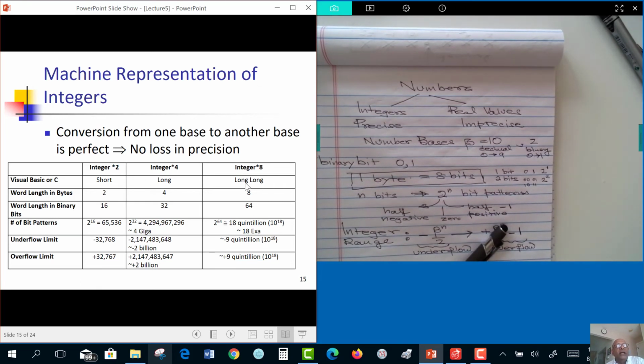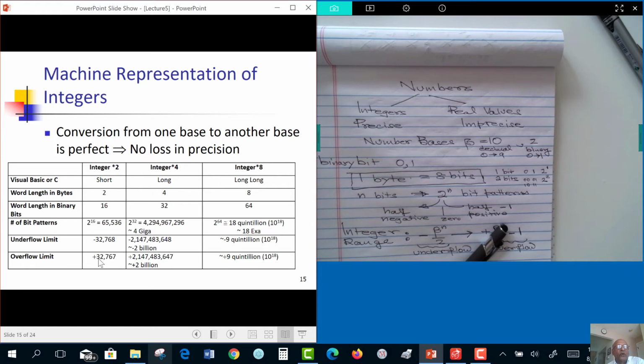So you can see here in this table, 2 bytes means 16 binary bits. So we have 2 to the power 16 combinations, that's 65,000 combinations. So half of them, roughly minus 32,000, are negative integers. The other half are positive integers. Notice we have borrowed 1 from the positive side to represent 0.